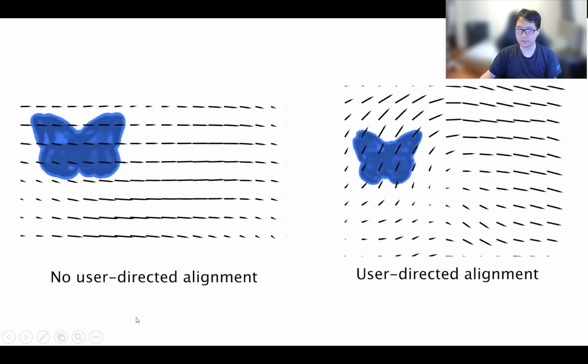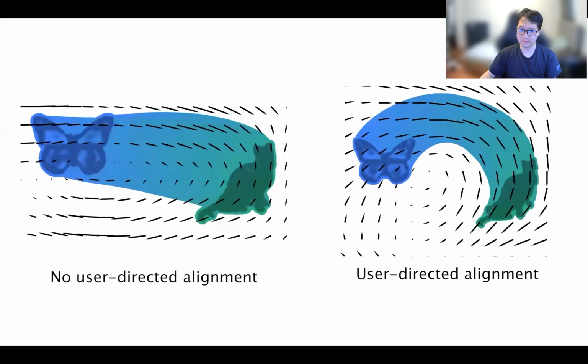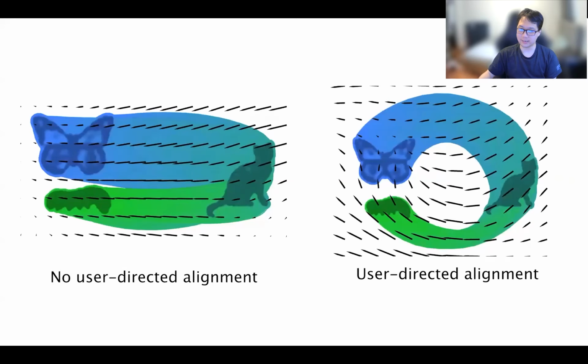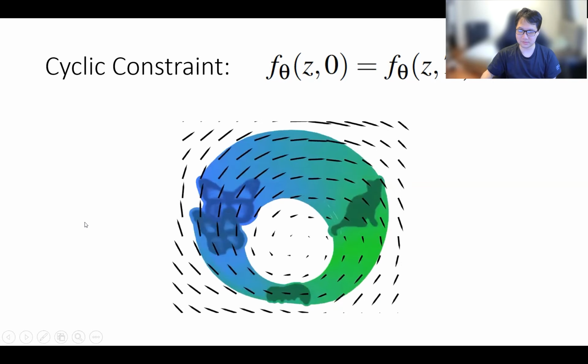Here's another example where we animate from a butterfly to a cat to a caterpillar. Left is our method with no regularizers, while on the right, we add a user-specified desire that they want a more circuitous trajectory. And then it turns out that with minor changes to the network structure, we can force a cyclic behavior in time. And so we can create loops like this. And so this is the definitely accurate life cycle of a butterfly.